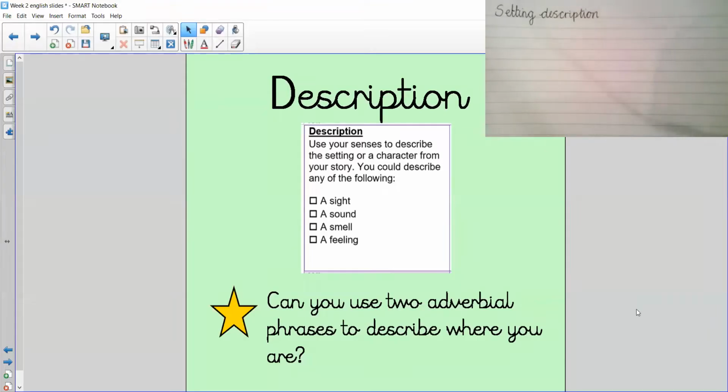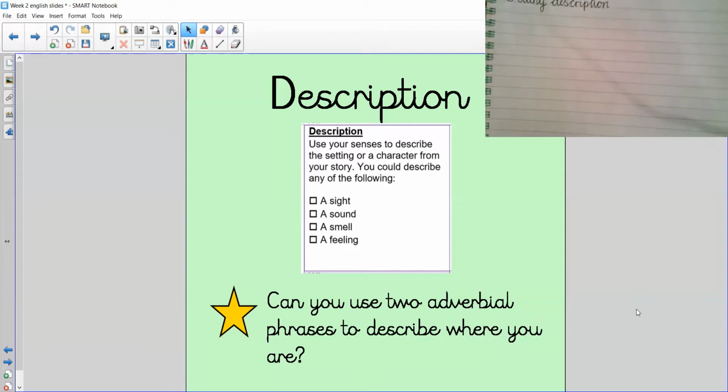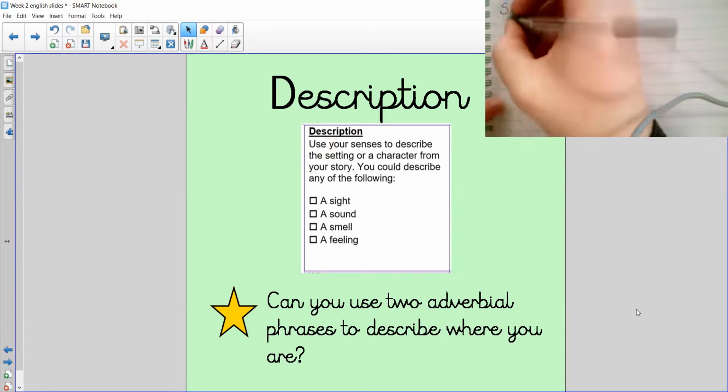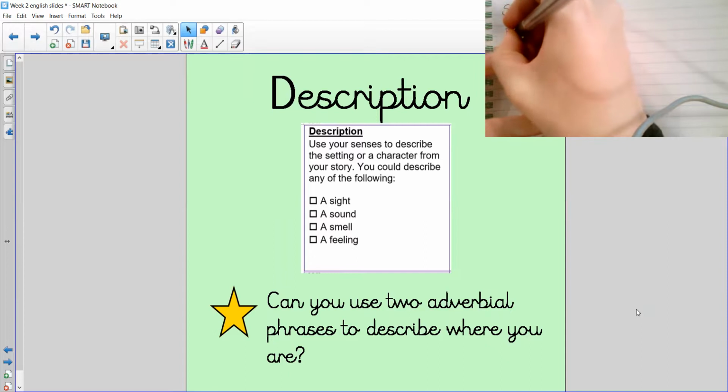Wonderful. So I've got my visualizer all set up. I've written my heading, setting description, just so I know what I've got in this part of my book. Obviously, you don't have blogs at home, which we usually would. Now I'm going to start thinking about my description. When I'm describing my setting, like I just said, I don't want to go in straight away and talk about something specific in that setting. I want to start quite broad by describing where I am. So I've already written some front adverbials yesterday, and I'm going to use them to describe where I am. I'm just using my work from yesterday, I'm not doing anything new now, I'm just copying it out.